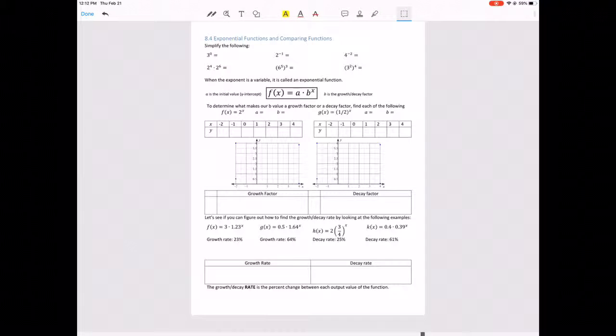8.4, exponential functions and comparing functions. So last time in class, I guess it's been a while, this is a little late, but we did the first part of 8.4 doing exponential functions, and then today, which is the 21st and 22nd, we'll be comparing functions.